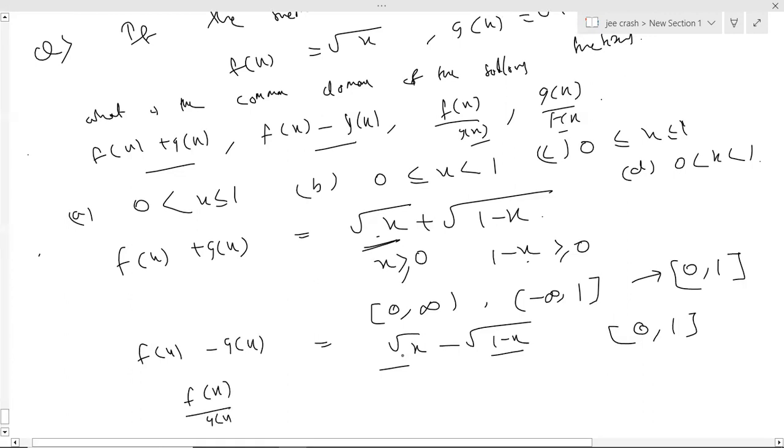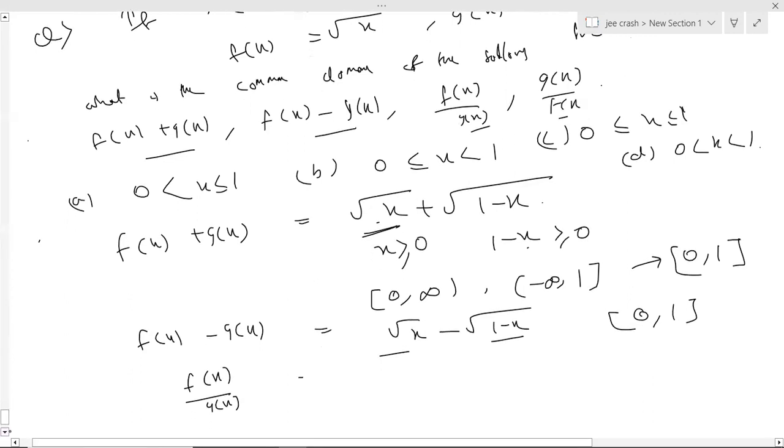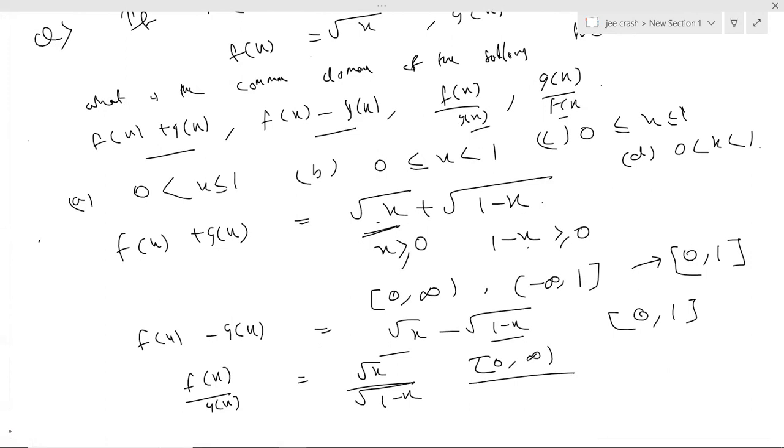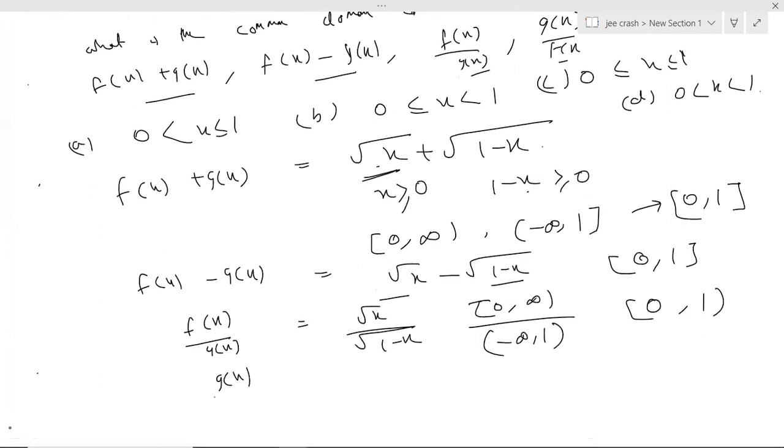f of x upon g of x, root x upon under root 1 minus x. Now here this is 0 to infinite, 0 included, but here 1 will not be included. क्योंकि आप 1 रखते ही नीचे 0 बन जाएगा. All right, the domain will be, yes, 1 not included. ऐसे उल्टे में हम सोच के बोल सकते हैं कि 0 इंक्लूड नहीं होगा.